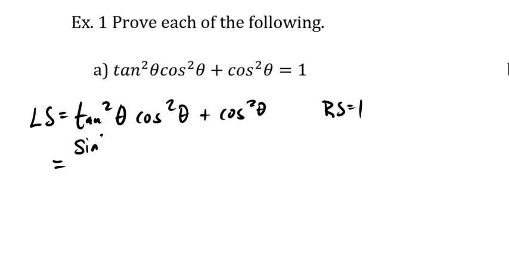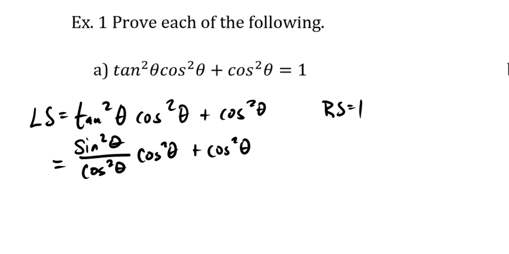Right, so sine squared theta over cosine squared theta times cosine squared theta, plus cosine squared theta. Right? And now what do you see? Now that it's that easy, you probably see the result, see the end. Which is? Brilliant. So those divide to 1.